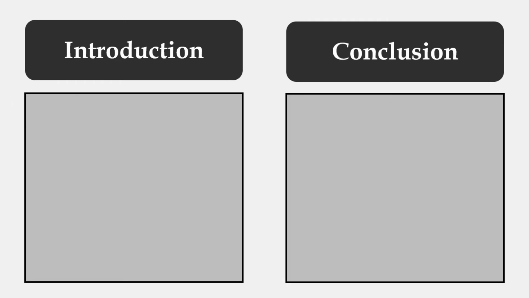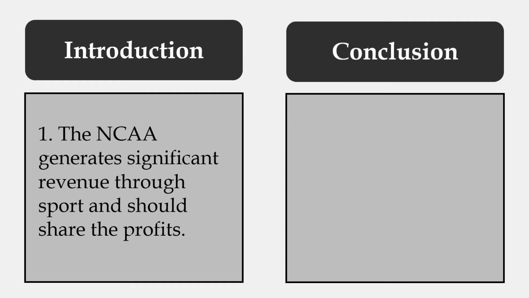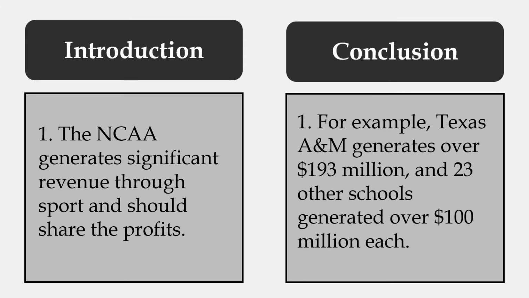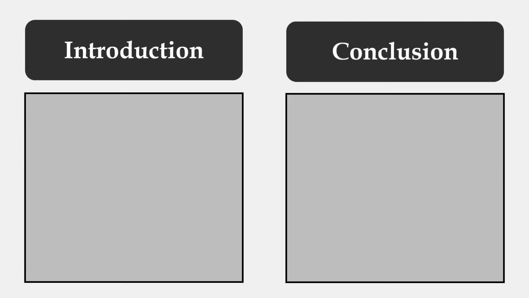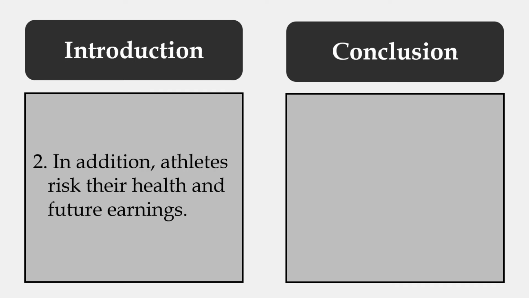For example, we might first write, the NCAA generates significant revenue through sport and should share the profits. In the conclusion, though, we want to demonstrate that we've proven this. So we might add, for example, Texas A&M generates over $193 million annually, and 23 other schools generate over $100 million each. The next piece of evidence: in addition, athletes risk their health and future earnings.